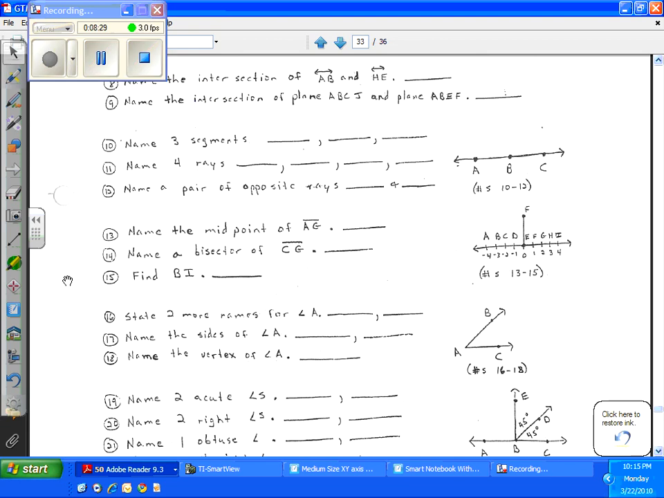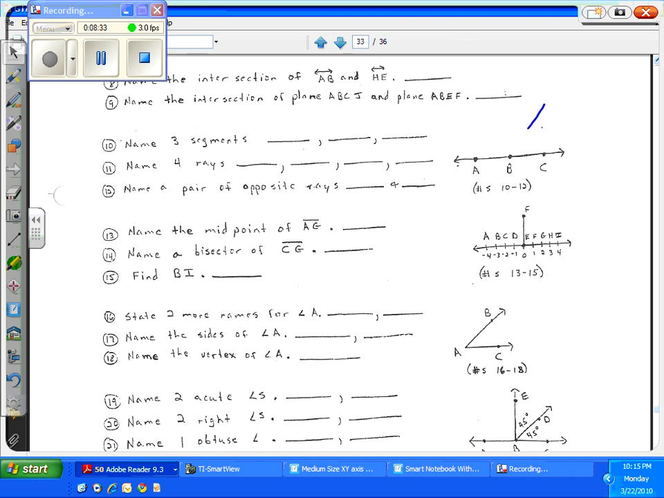Sections 10 through 12 are relating to this picture here. It says name 3 segments. A segment is a part of a line that contains 2 points and all the points on the line between those two. We name a segment without arrows. So we could say the part of line AB that starts at point A and stops at point B and contains all the points on line AB that lie between point A and point B. So that. Or we could say the part of line AB that contains point B and C and all the points in between. That would be segment BC. Or we could say the part of line AB that contains point A and C and all the points that lie on the line between those two. So we would have segment AC. Okay.